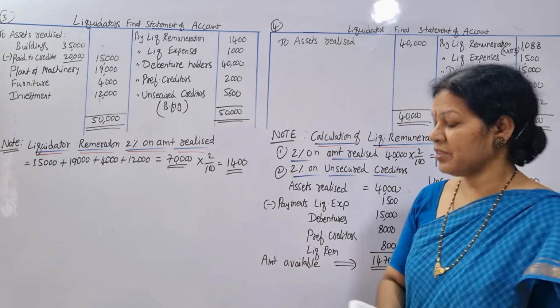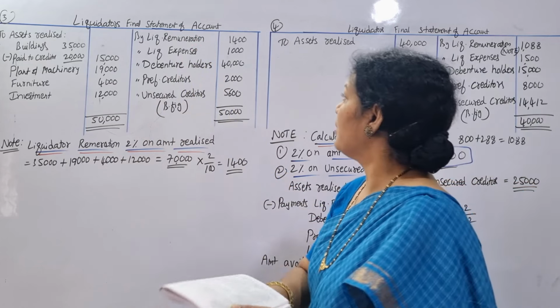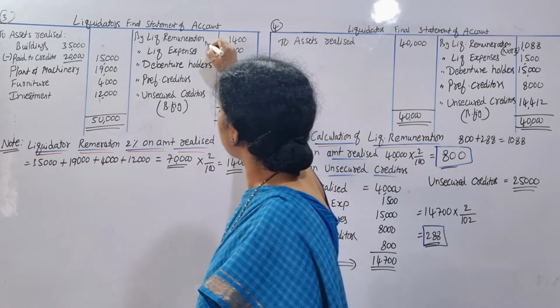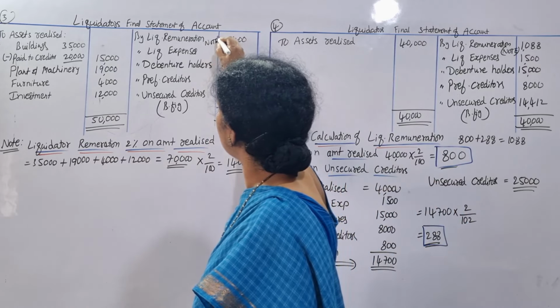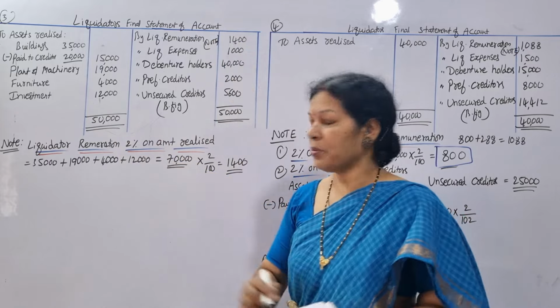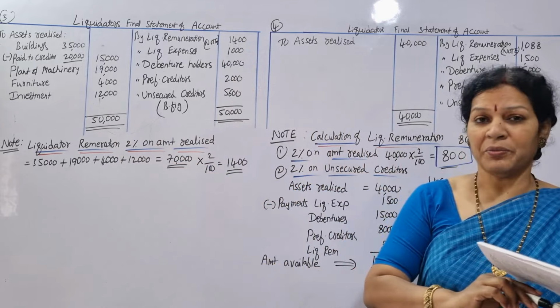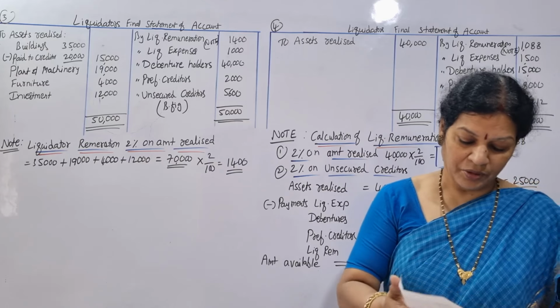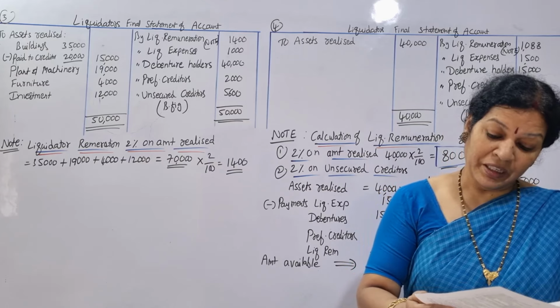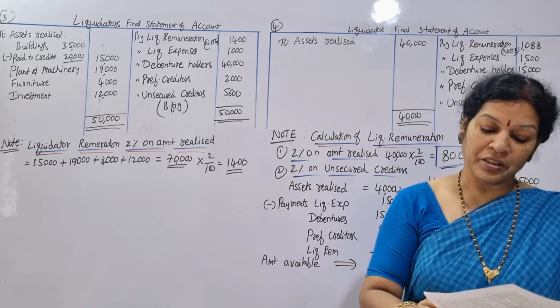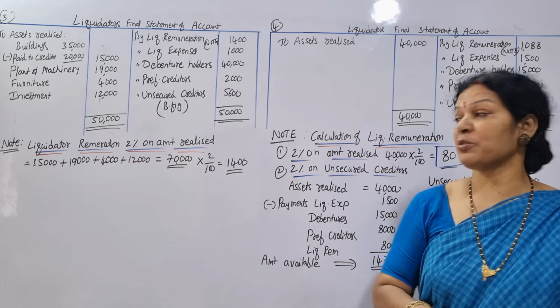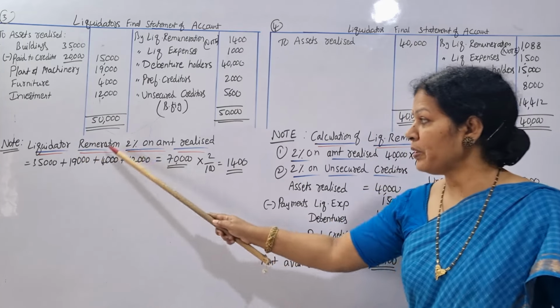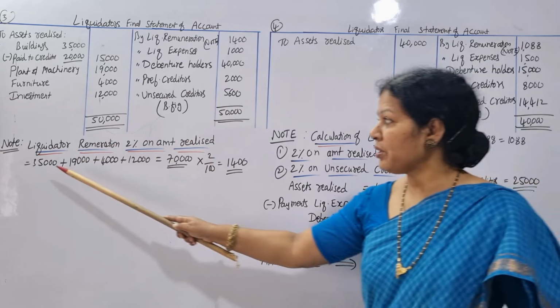So you can say note. Here only you can write note. Means this is explained in the note. Note, what is that note? So they said very clearly that the liquidator is entitled to 2% commission on the amount realized by him. Amount realized by him is how much? 2% on amount realized. Amount realized is here.